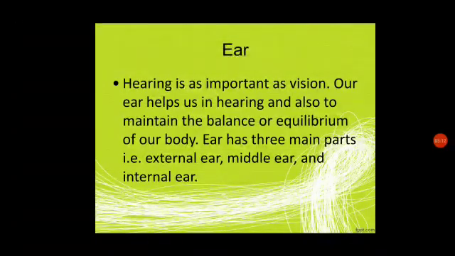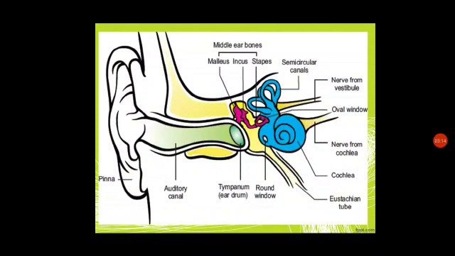First we will discuss the external ear. Here you can see the diagram of the ear. The external ear contains the pinna and the auditory canal, and the middle ear contains the 3 bones which are connected with each other, and the inner ear contains the eustachian tube, cochlea and the nerve from the cochlea.